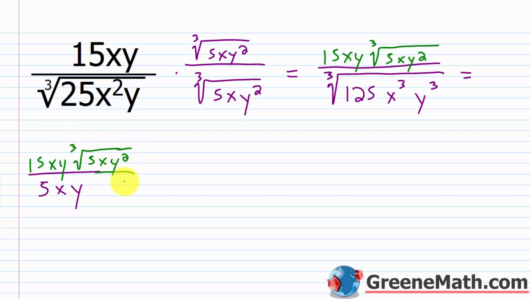And we can do some simplifying here. We see between numerator and denominator, we have a common factor of 5, so this becomes 3. We have a common factor of x, so that's gone. And then we have a common factor of y. So this guy will cancel with this guy. And I'm basically just left with a 3 multiplied by the cube root of 5xy squared. Let me make that a little better.